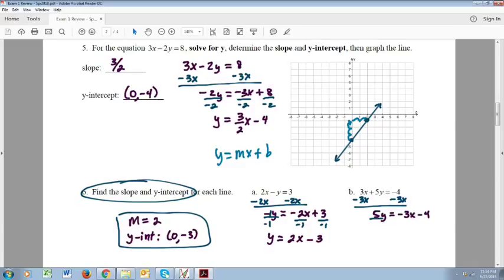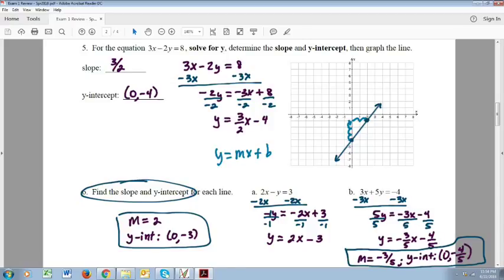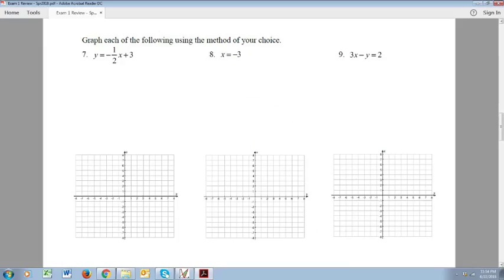And now we'll need to divide by 5. So we're going to get y equals negative 3/5 x minus 4/5. So our slope here is negative 3/5, and the y-intercept is the point 0, negative 4/5. Let's move on. So here it says graph each of the following using the method of your choice.